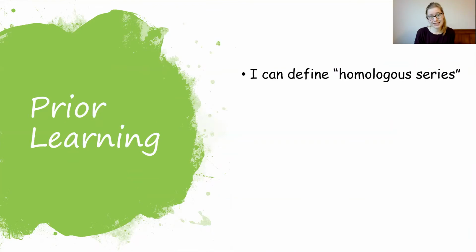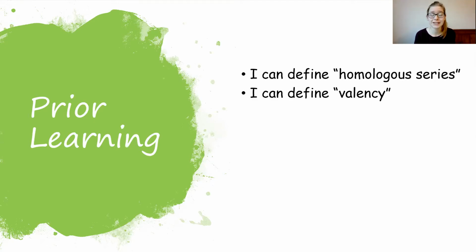The prior learning you will need is, first of all, I can define homologous series. Remember, we already know two homologous series, the alkanes and the alkenes. They are homologous series because they have a general formula: for the alkanes, CnH2n+2, for the alkenes, CnH2n, and because they have similar chemical properties. For example, all alkenes can undergo addition reactions because they've got a double bond. So that's what a homologous series is: same general formula, similar chemical properties.